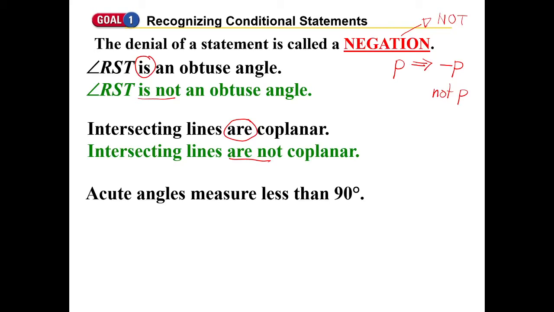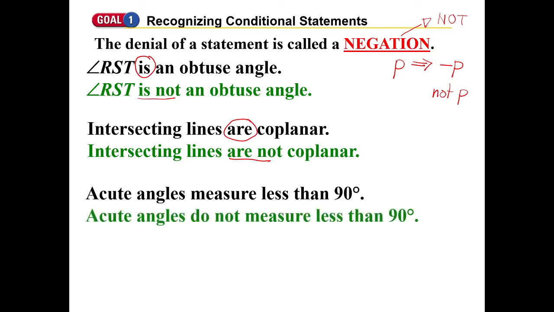Do not. It's singular. Sorry, this is plural. Measure is plural. So that's correct. This is now do not measure. So I'm going to introduce the words do not here. For the word measure, that's plural, you make use of do, then put the word not, then have the plural form of the verb. So acute angles do not measure less than 90 degrees.